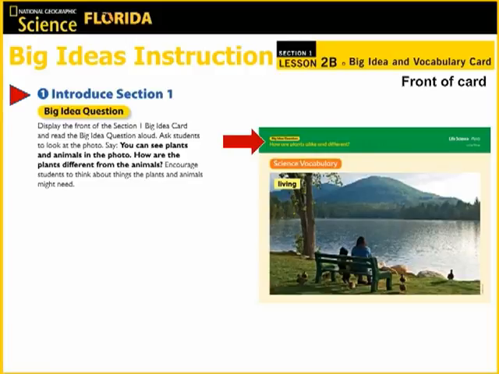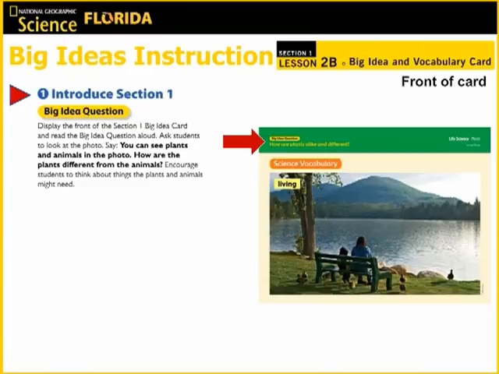Now it's time to move on to Lesson 2B, where you'll be using the Big Ideas and vocabulary cards. You're going to begin with the front of the card by introducing the Big Idea questions for Section 1. You'll also use the front of the card to teach new content vocabulary.